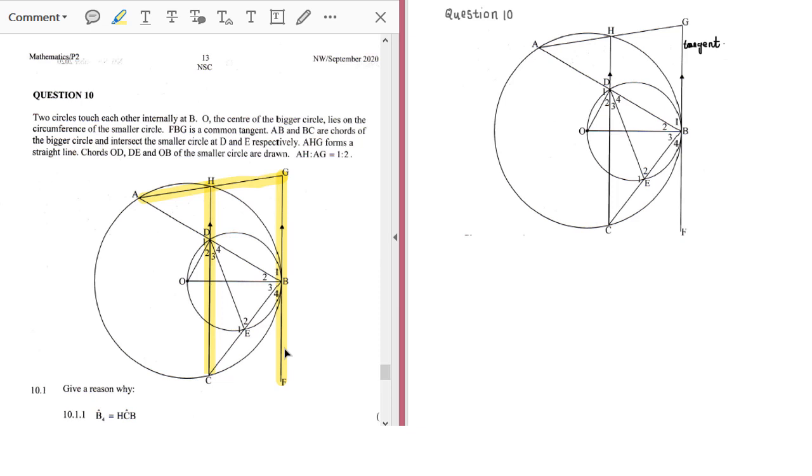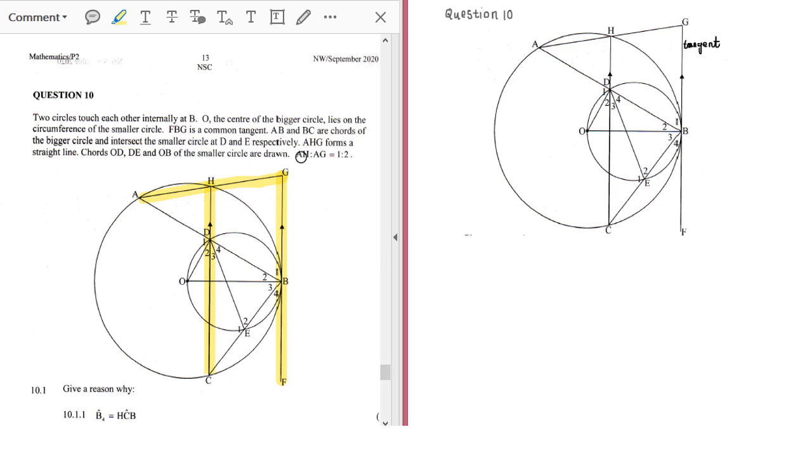Okay, they could have also just, maybe if this was in a circle completely, they could have just spoken about the chord, right? A chord is also by definition a straight line. Okay, we also have that the chords OD, DE, and OB of the smaller circle are drawn. Okay, right, so look at this over here.